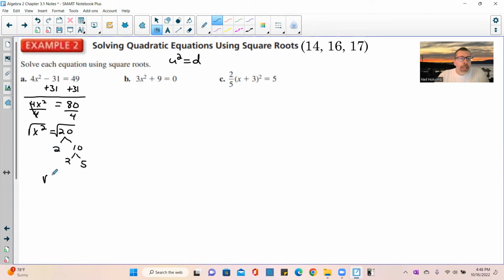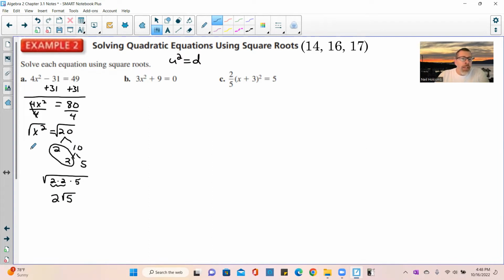So I can rewrite that as the square root of 2 times 2 times 5. But 2 times 2 is 4, and the square root of 4 is 2. So whenever you have 2 numbers on the tree, it becomes 1 on the outside. In other words, the square root of 4 is 2. And the square root of 5 just has to stay underneath the radical. So 2 square root 5 is equivalent to square root of 20.